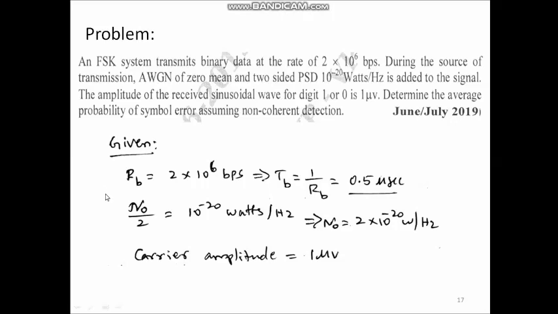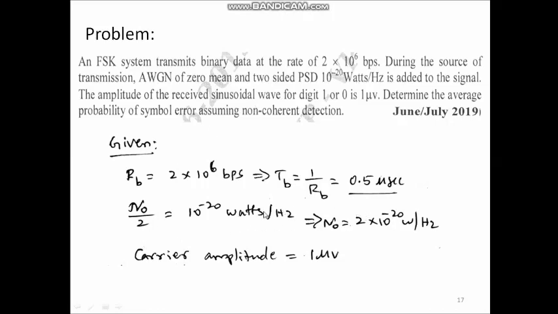Next, let us solve one problem based on the previous equation. An FSK system transmits binary data at the rate of 2 into 10 raised to 6 bps. So, it is 2 Mbps here, Rb equal to 2 Mbps, or Tb equal to 1 by 2 Mbps, which is equal to 0.5 microsecond. During the course of transmission, additive white Gaussian noise of 0 mean and two-sided power spectral density of N naught by 2 equal to 10 raised to minus 20 watts per hertz is added to the signal. So, N naught is 2 into 10 raised to minus 20 watt per hertz.